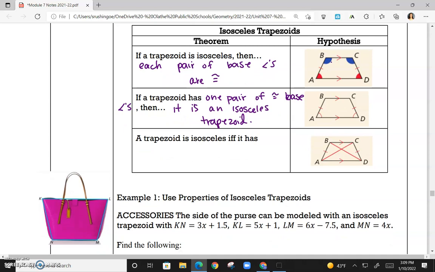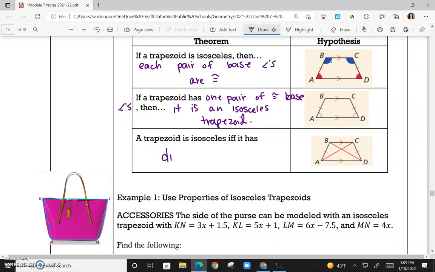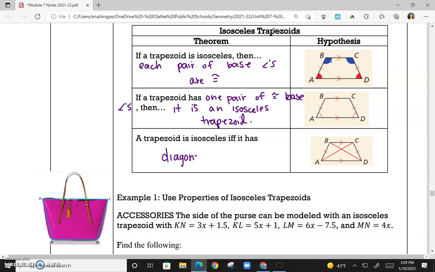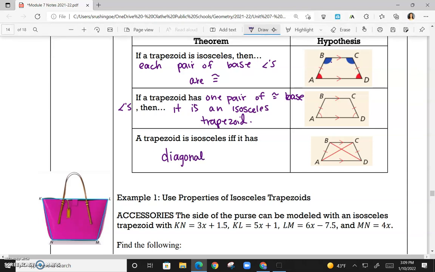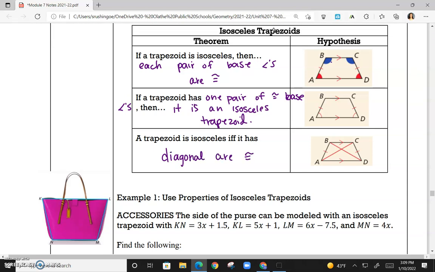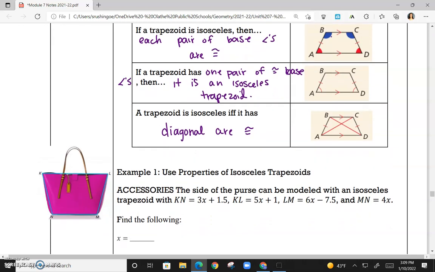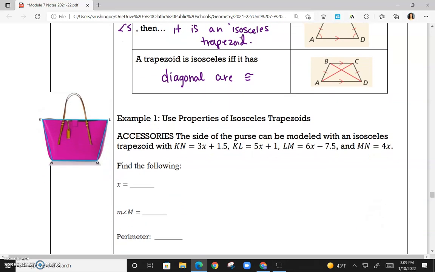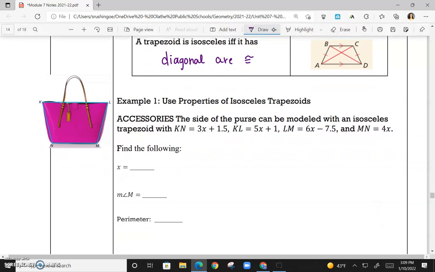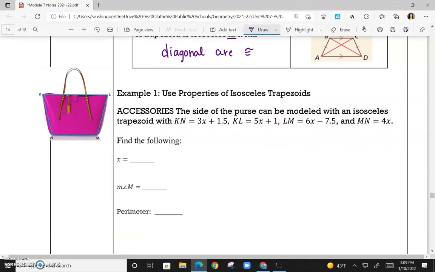And then the diagonals are congruent. If the diagonals are congruent, then it is an isosceles trapezoid, and if it is an isosceles trapezoid, then the base angles are congruent. You can go either direction because it's got that if and only if.